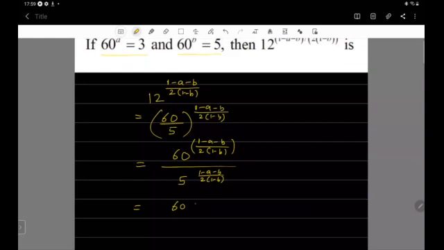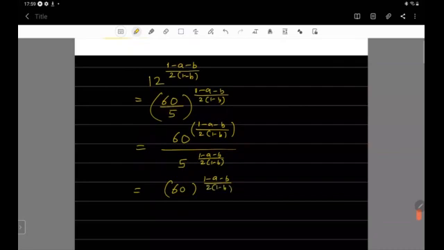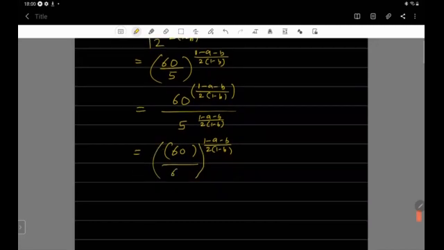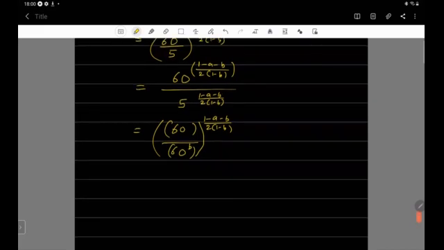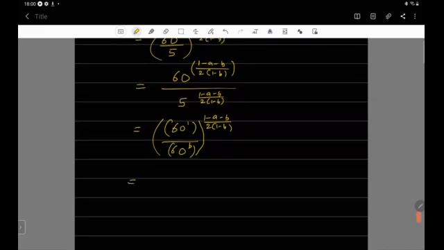So we have 60 to the power (1 minus a minus b) over 2 power (1 minus b), divided by 60 power b. Let's do one thing: do not distribute the power. I will use this whole bracket, and write 5 as 60 power b. How will this help? This is 60 power 1 and this is 60 power b. We will come back to this power later, but first we are looking at the same base and the numbers are getting divided. You must have gone through the law of exponents, that if values are getting divided in the same base, the powers will get subtracted.